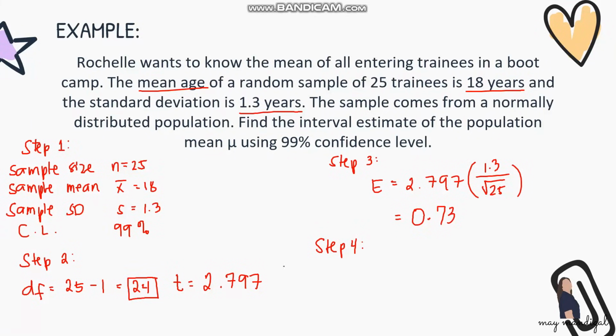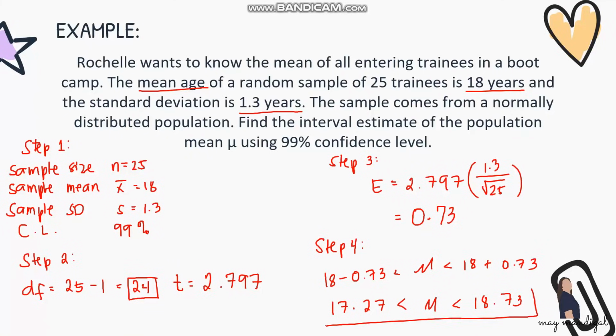And then step number 4, just plug into our last formula. So sample mean minus margin of error, and then sample mean plus margin of error. So we have now 17.27 as the lower limit, and the upper limit is 18.73. So now this range serves as our interval estimate of the population mean using a 99% confidence level. It means that we estimate that our population mean lies within this particular range.